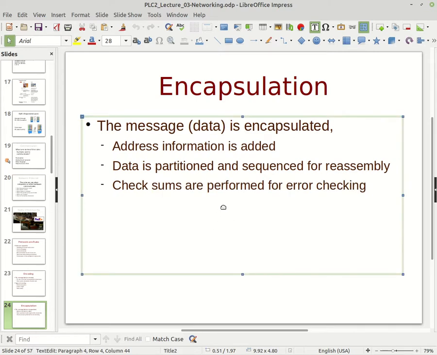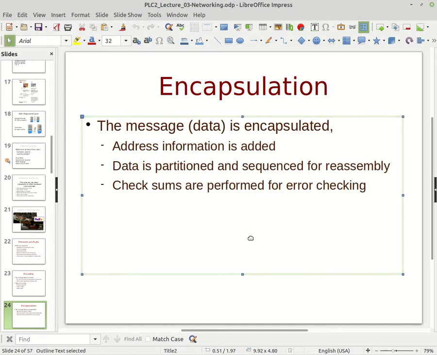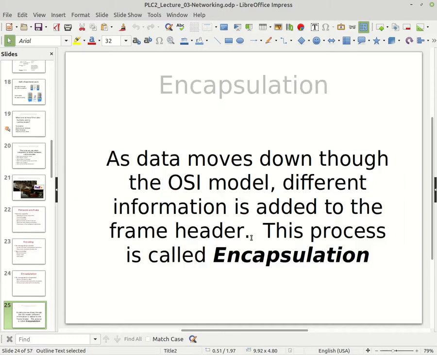If it wasn't received properly, we're going to run a checksum on it when we get the data, and if the checksum doesn't match the sum of the bits within the data, then we're going to send back and say resend the data. We're going to request that the data be resent.